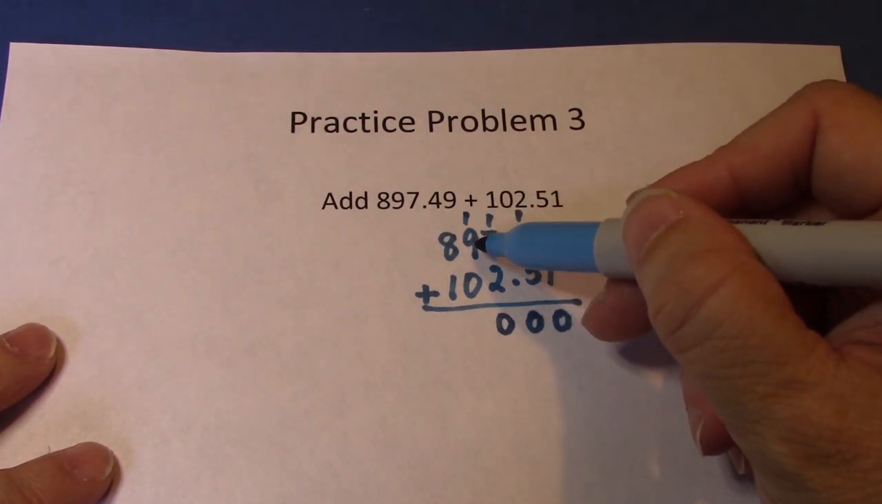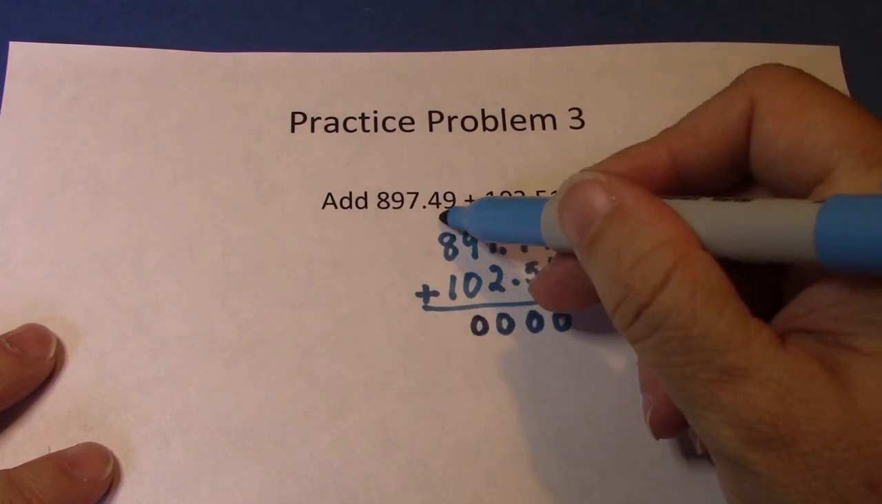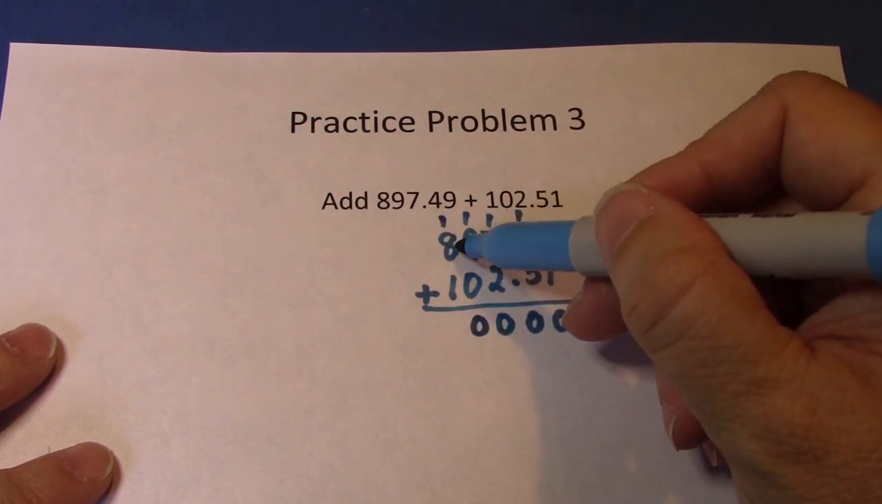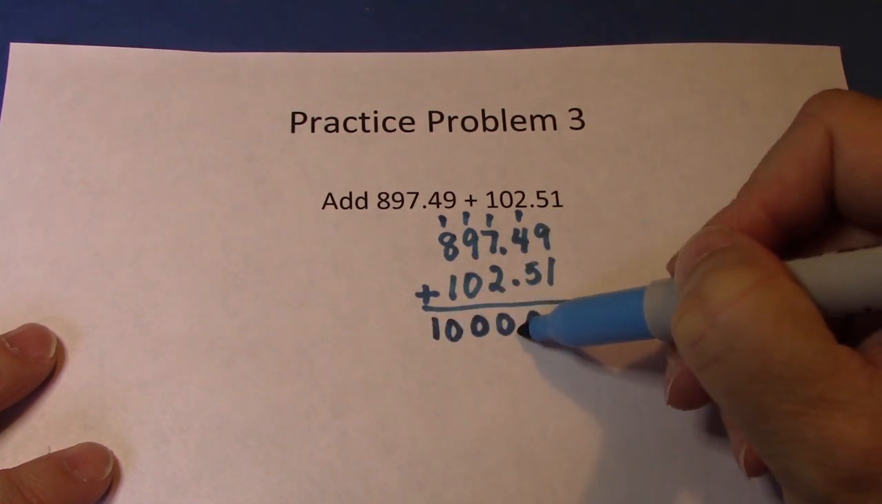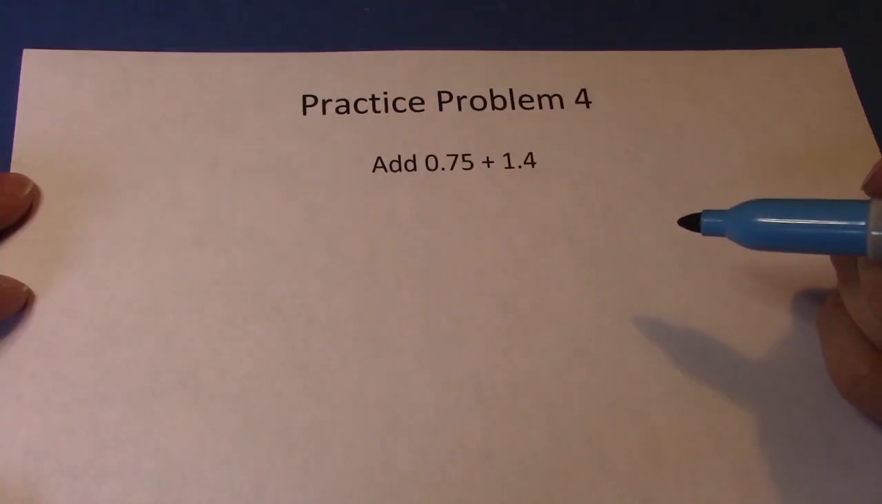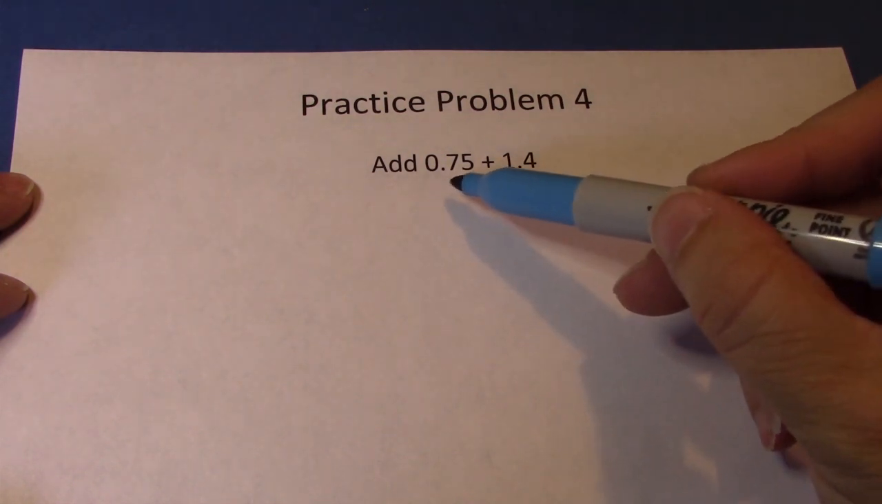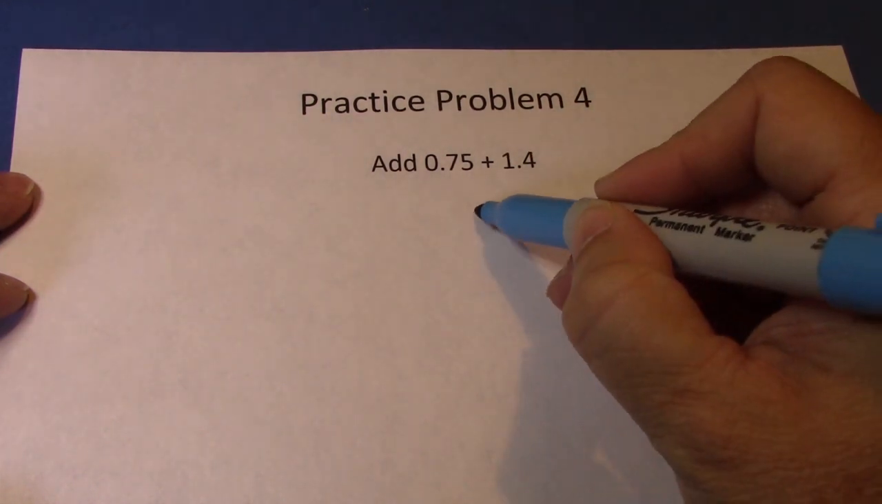1 and 9 is 10 and 0. And 1 and 8 is 9 and 1 is 10. Get the decimal point where we want, and the exact answer is exactly 1,000. Problem 4 is another addition problem. This time we've got 75 hundredths plus 1 and 4/10. So we need to do a little bit of lining up.